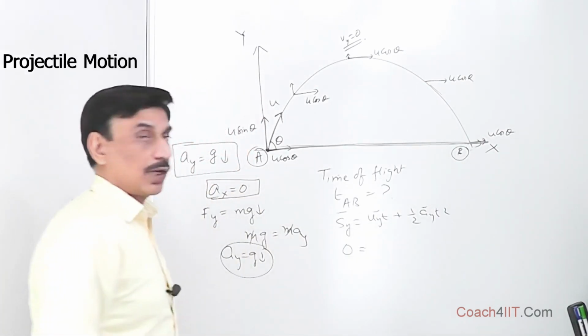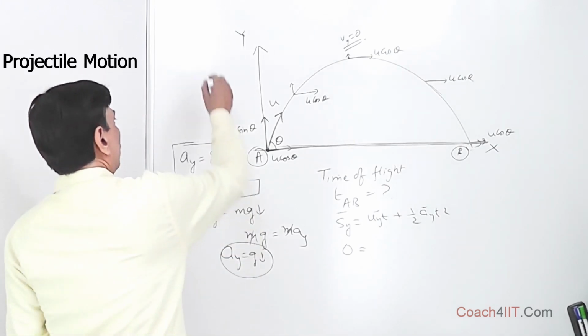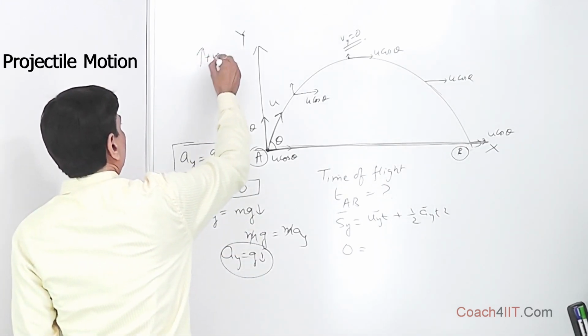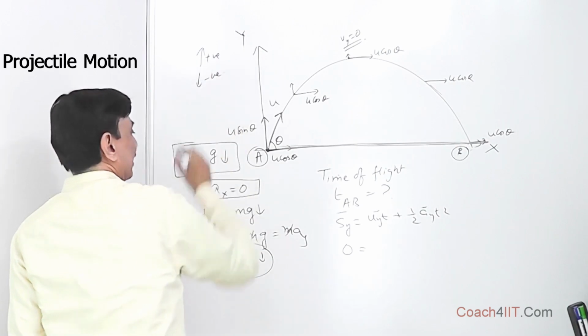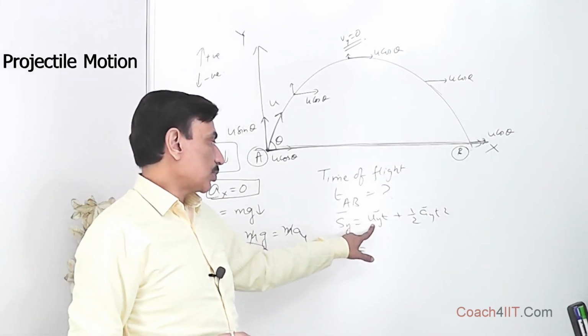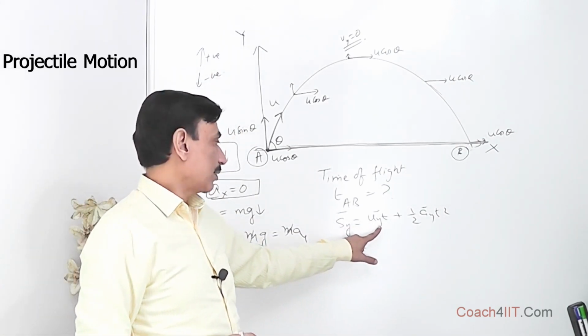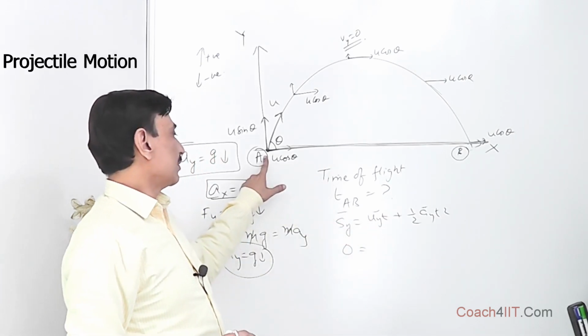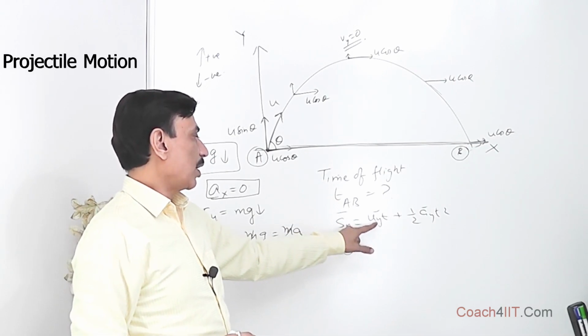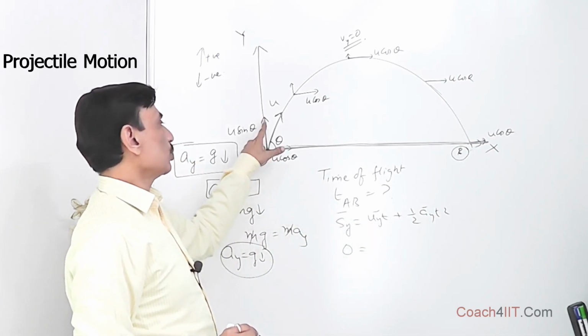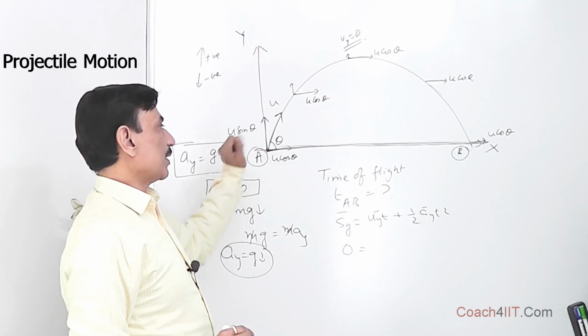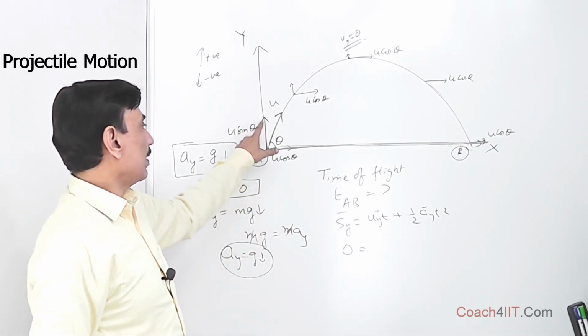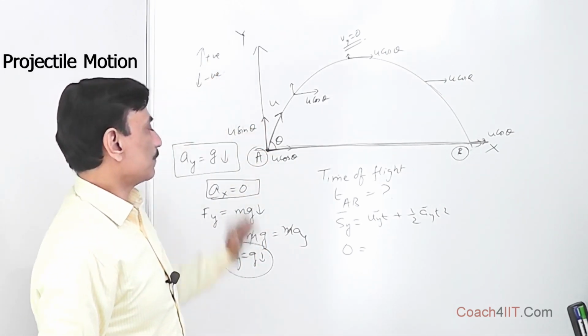Uy, the initial velocity along the y-axis: you have to remember we are taking vectors in the upward direction as positive and the downward direction as negative. Uy, the initial velocity along the y-axis at the initial point A, is u sin theta. Is it in the upward or downward direction? It is in the upward direction, so it has to be taken as positive.